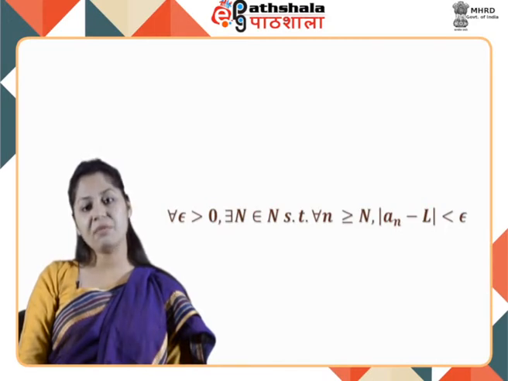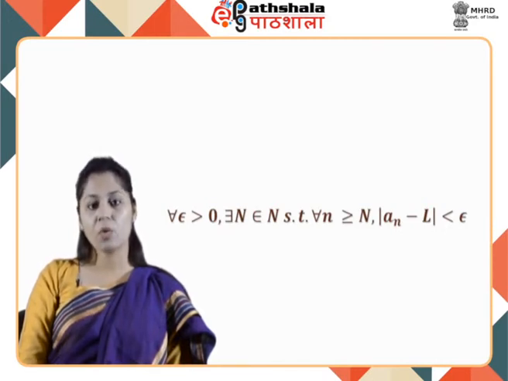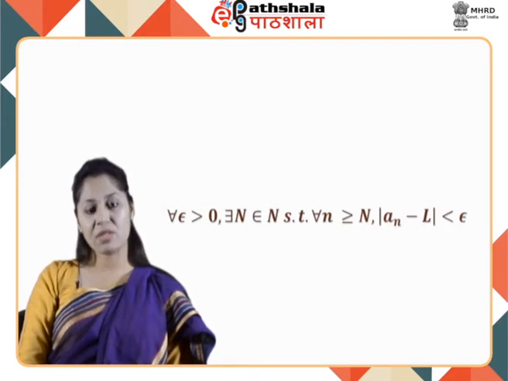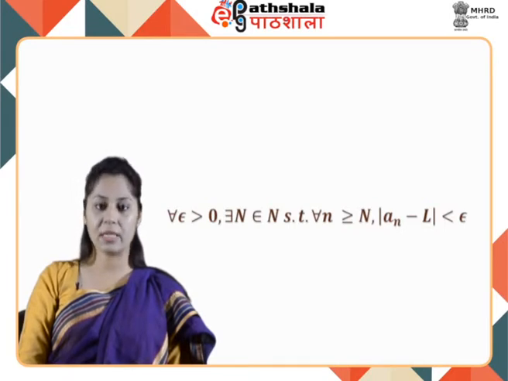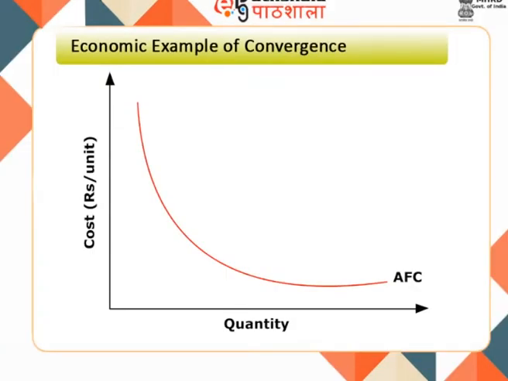The difference in the definitions of convergence for one-sided sequences, complex analysis and metric spaces is that the absolute value of a_n minus L is interpreted as the distance in the complex plane and the distance under the appropriate metric respectively. An economic example of convergence would be the average fixed cost AFC curve, where the curve converges to 0 as output rises, never touching the axis.